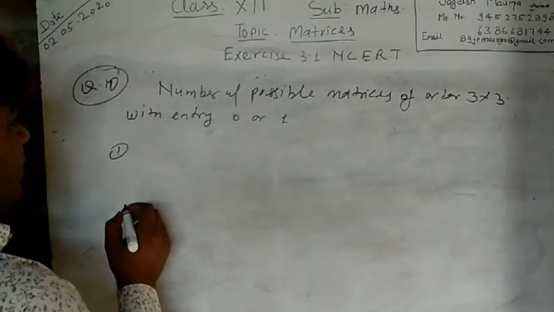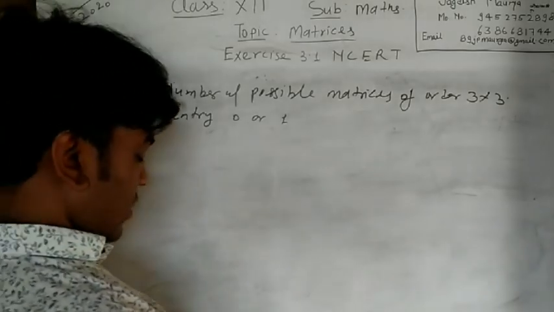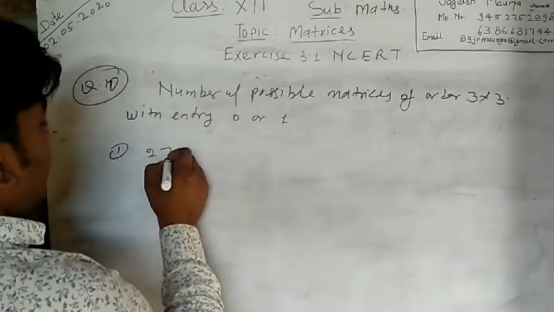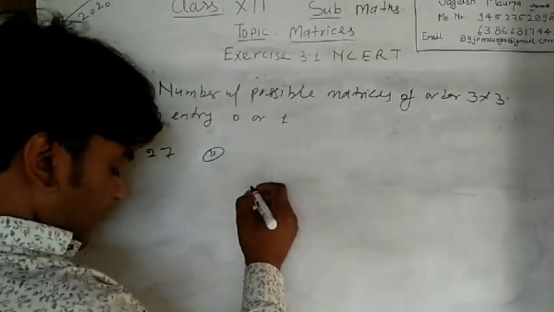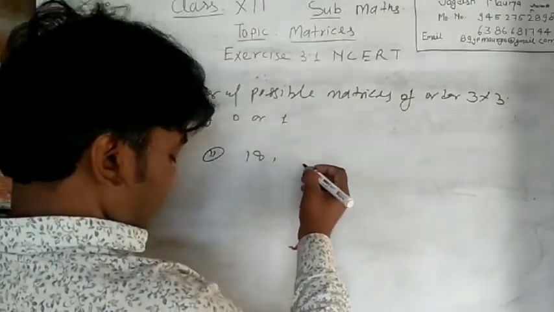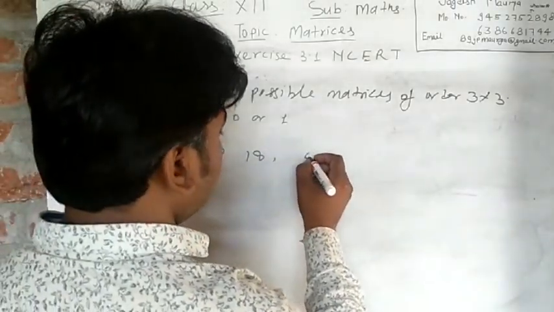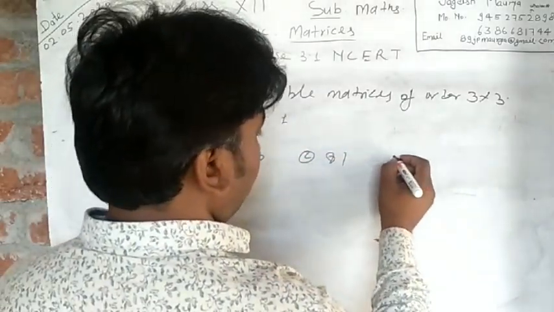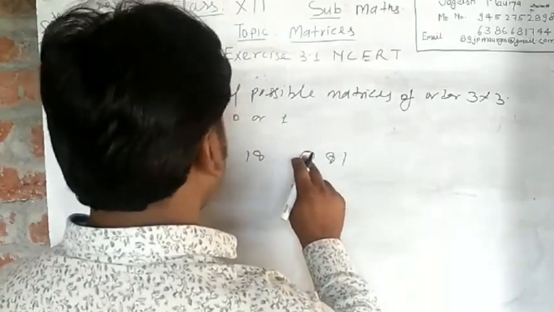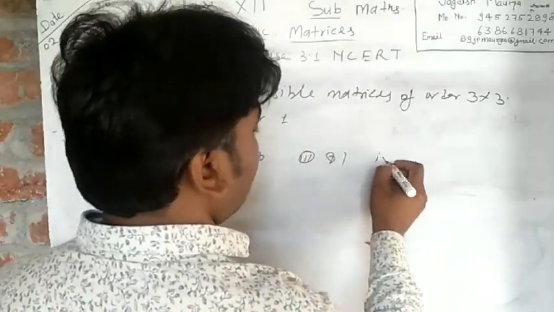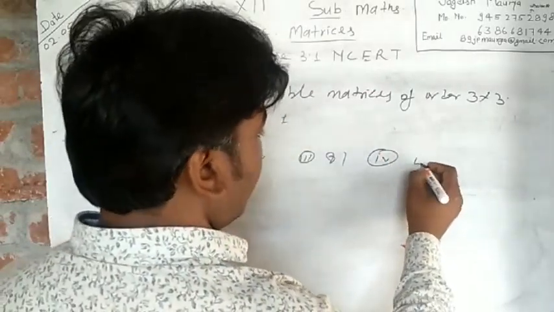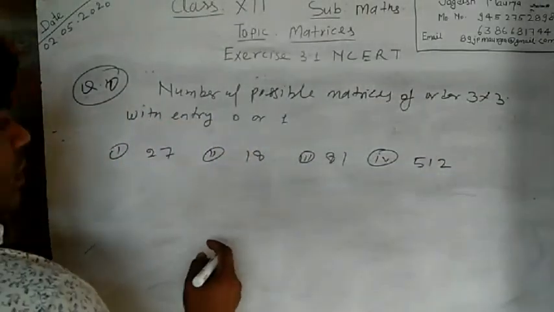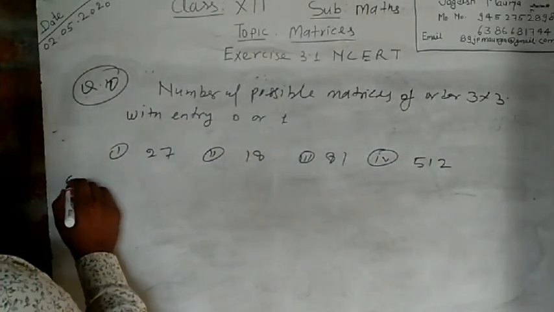The 4 options are given. First option is given 27. Second option is given 18. Third option is given 81, and fourth option is given 512. Here solution.